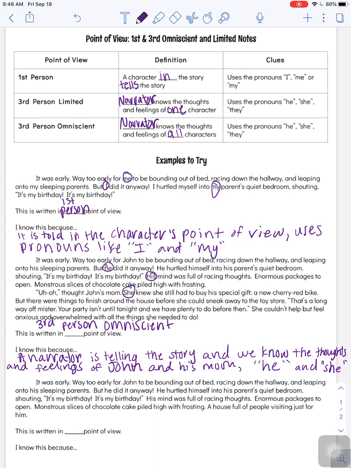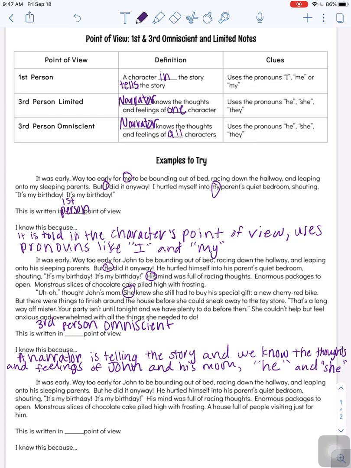So finally, I'm going to look at our final example and once again think about what the point of view is. It was early, way too early for John to be bounding out of bed, racing down the hallway and leaping onto his sleeping parents. But he did it anyway. He hurled himself into his parents' quiet bedroom, shouting, "It's my birthday! It's my birthday!" His mind was full of racing thoughts. Enormous packages to open, monstrous slices of chocolate cake piled high with frosting, a house full of people visiting just for him.